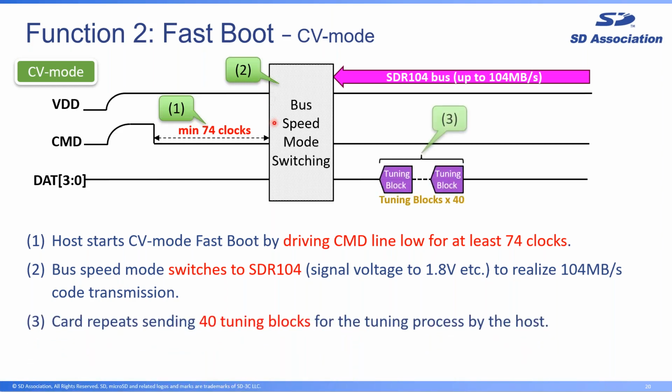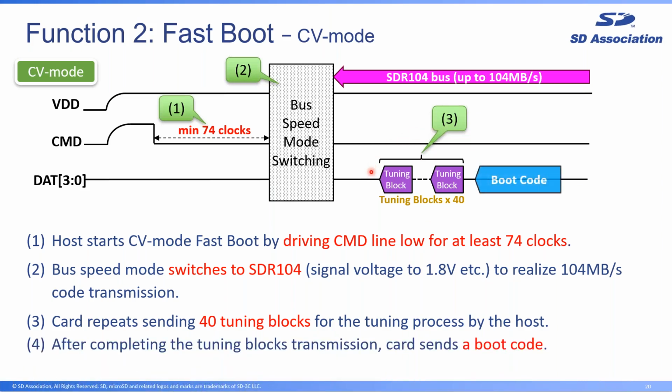Third, after bus speed mode switching, the card repeats sending 40 tuning blocks to the host. The host executes the tuning process using these tuning blocks. Fourth, the host receives the boot code after obtaining exactly 40 tuning blocks. At this time, it is expected that the host completes the tuning and can receive the boot code correctly.